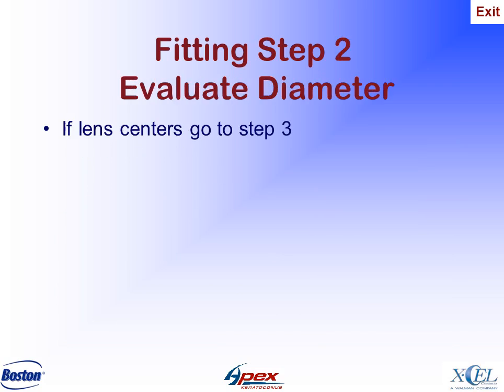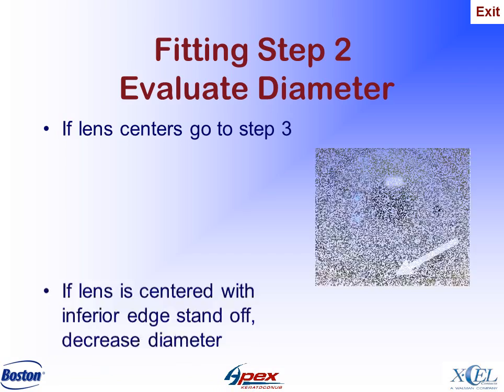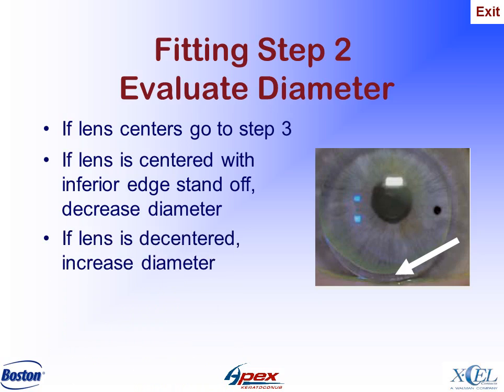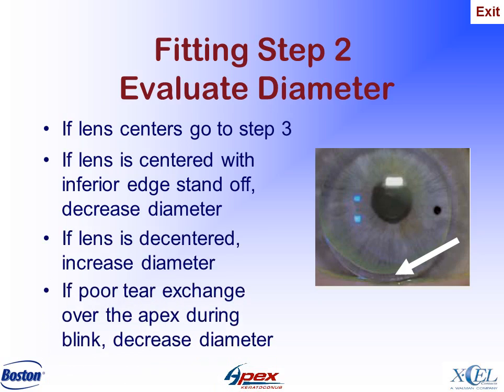The next step is to evaluate the diameter. If the base curve relationship is proper and the lens centers, go to step 3. If a proper centration and base curve relationship is achieved but inferior edge standoff is observed, consider decreasing the lens diameter. If the lens is decentered, increase the lens diameter. And if poor tear exchange over the apex is observed during the blink, consider reducing the lens diameter. As a rule of thumb, change the diameter a minimum of 0.3 millimeters to make a noticeable difference.